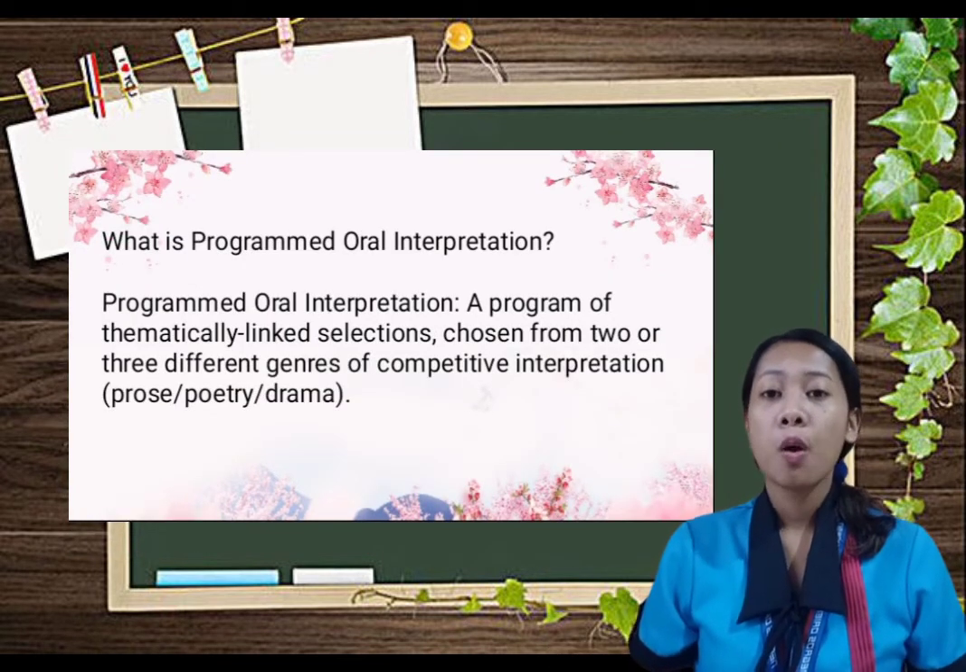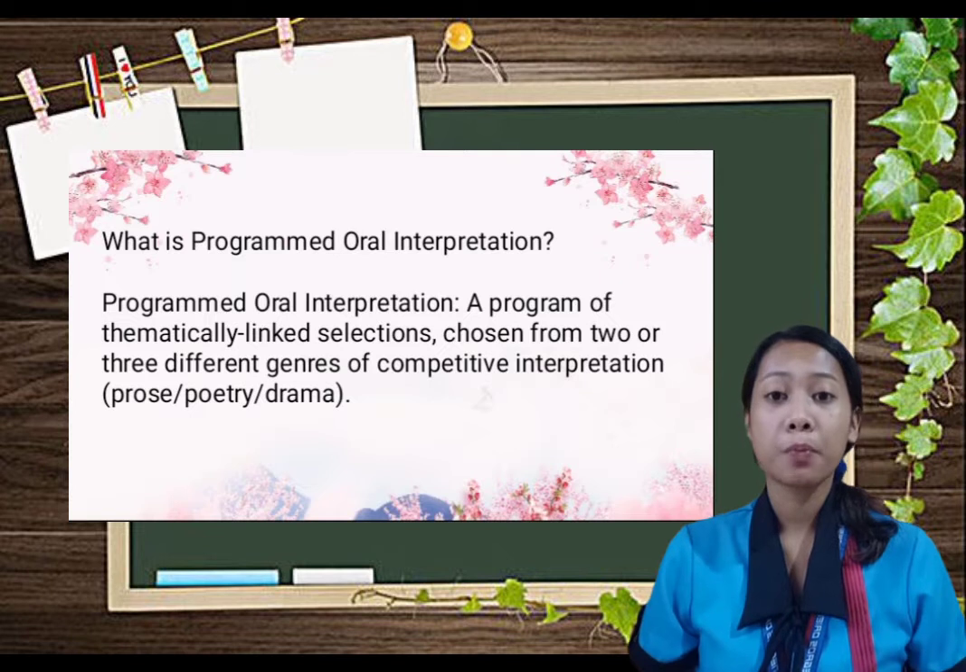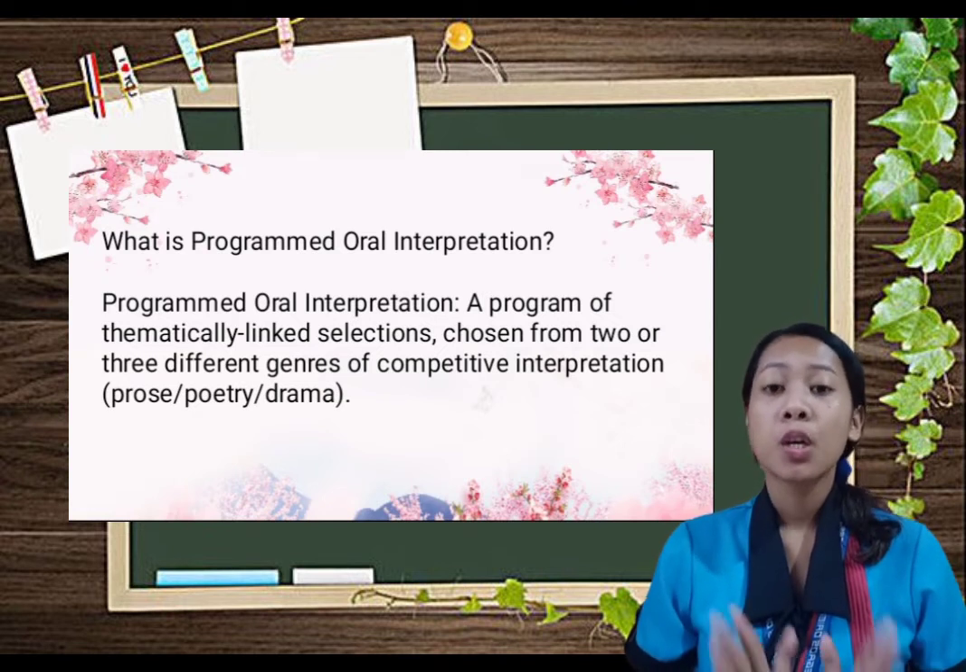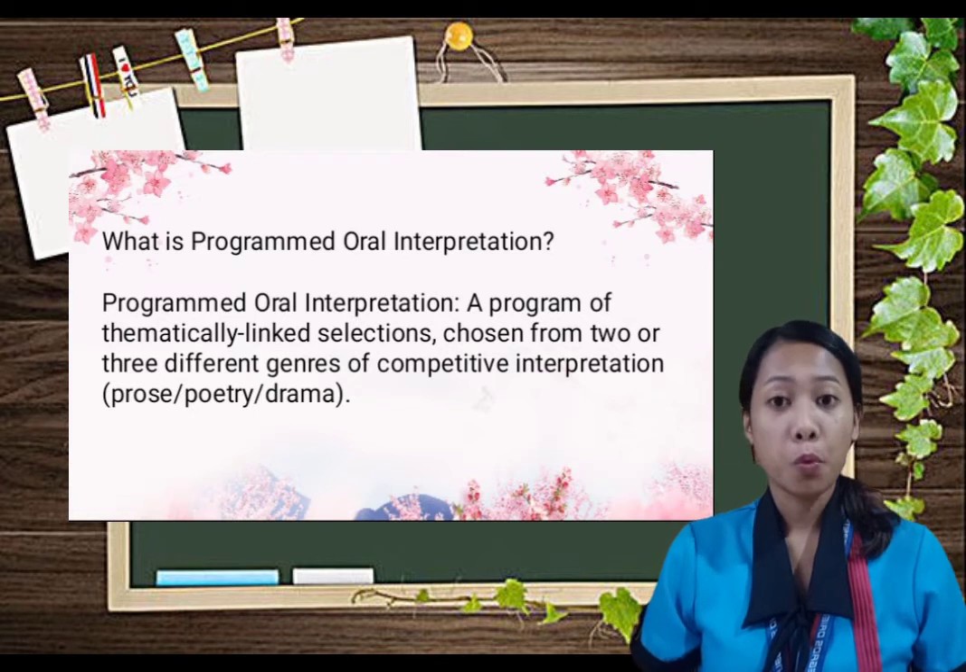Next, what is program oral interpretation? Program oral interpretation is a program of thematically linked selections, chosen from two or three different genres of competitive interpretation: prose, poetry, and drama. So a primary focus of this event should be on the development of the theme through the use of narrative story, language, and/or characterization. A substantial portion of the total time must be devoted to each of the genres used in the program.